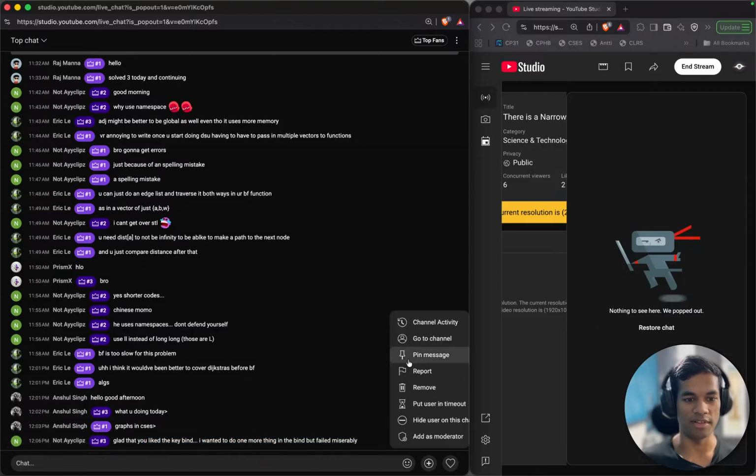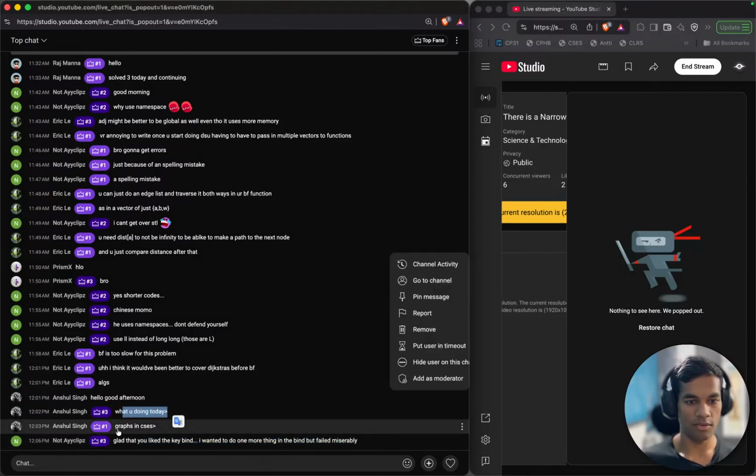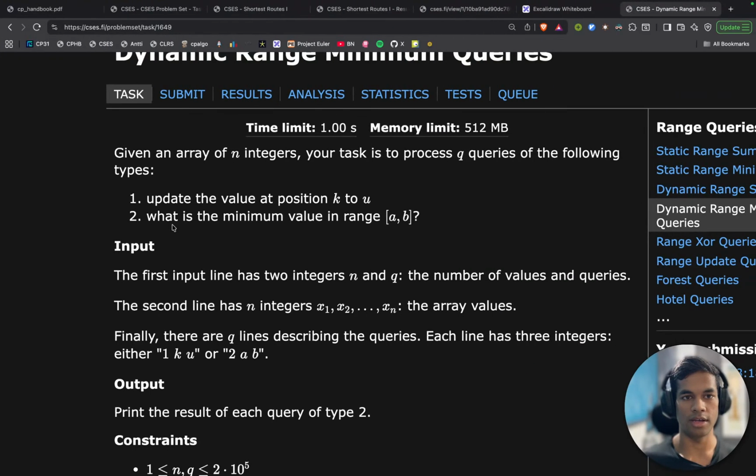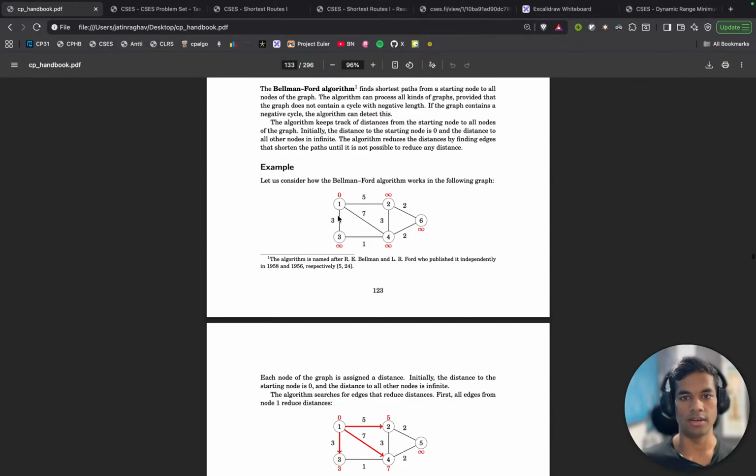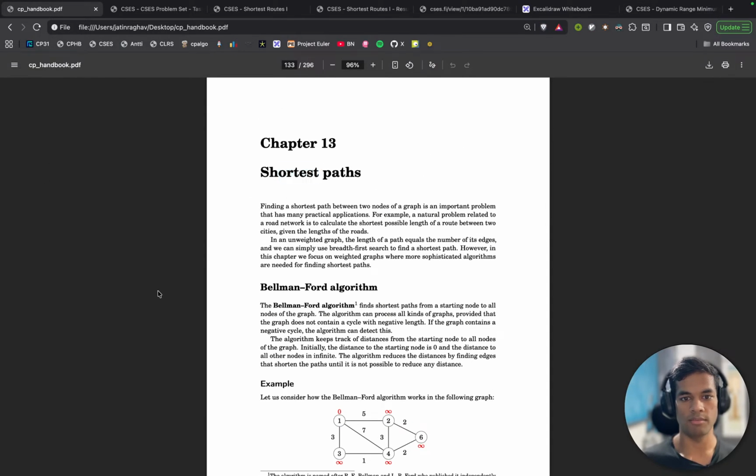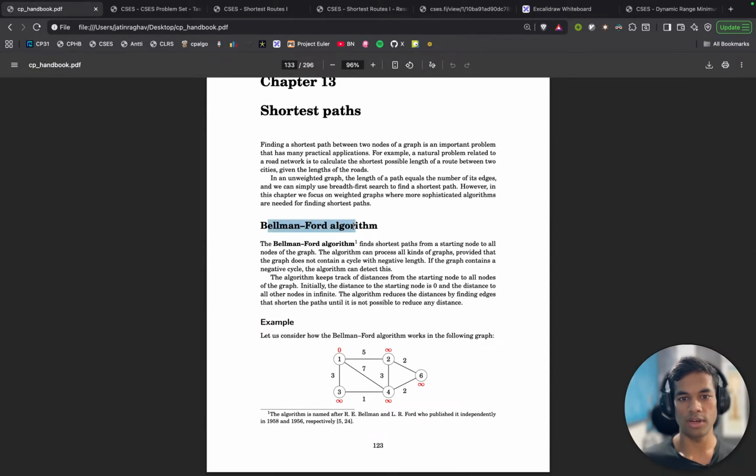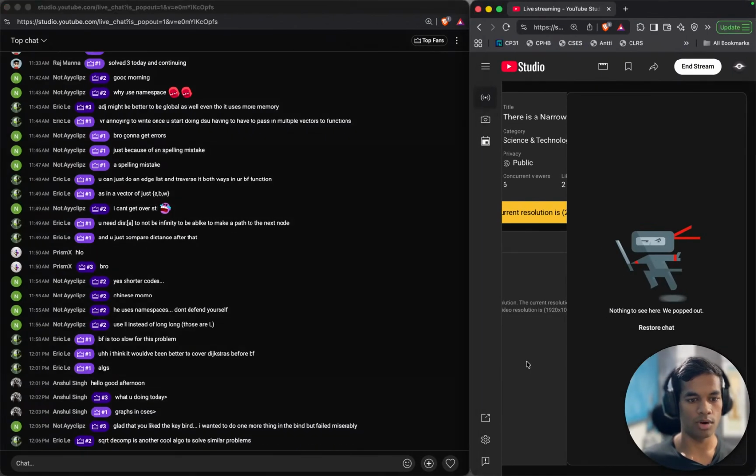It is working amazingly. And today we are going to read this thing, shortest paths. The target is at least to get to know Bellman-Ford and Dijkstra, and we will see what we can do about flood watch.